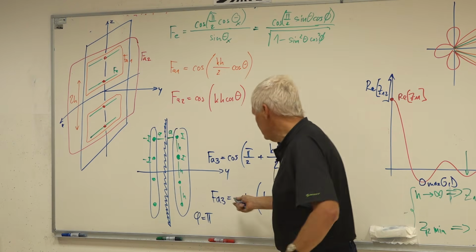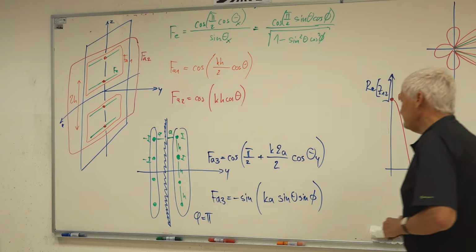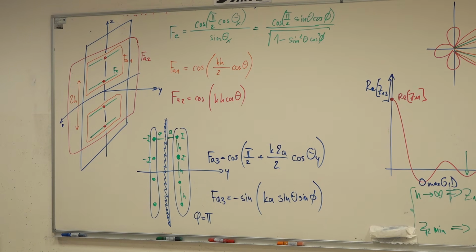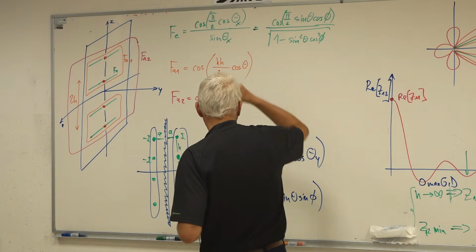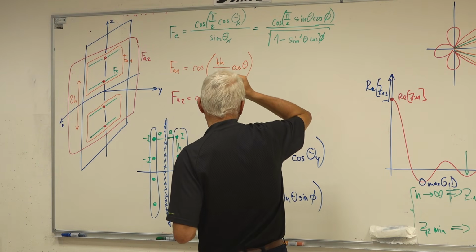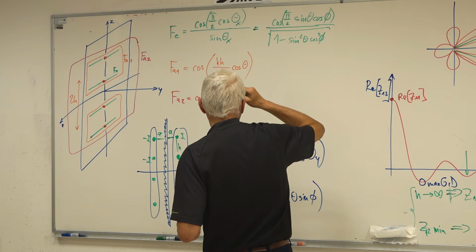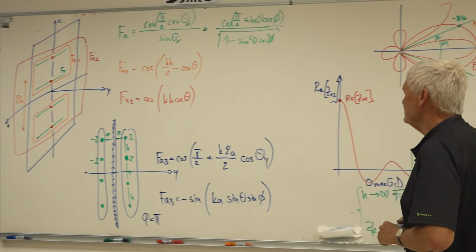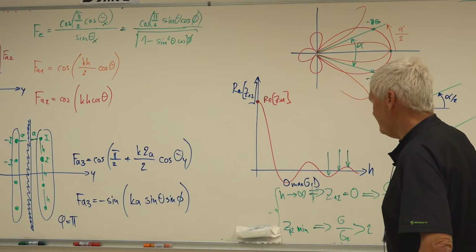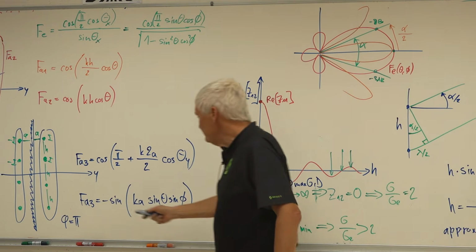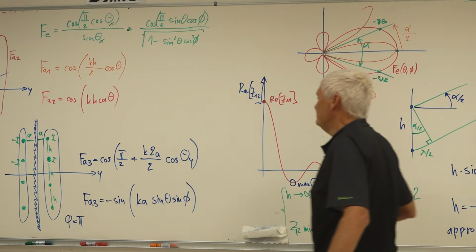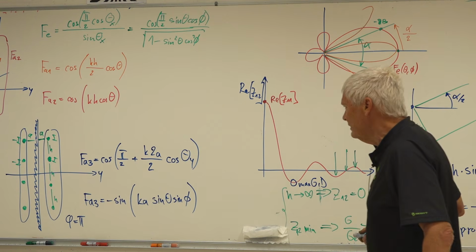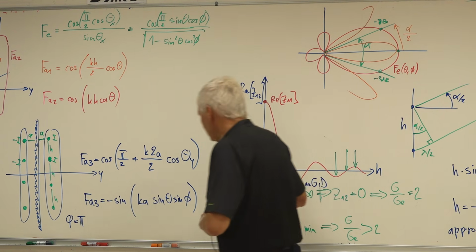This minus sign is unimportant because, no, it's not even a minus sign. I think it's a plus sign. Cosine of pi half plus an argument. No, it's okay. It's a minus sign. It's okay. This sign is even unimportant. If we get plus or minus, it doesn't matter really, because we are only interested in the absolute value of the whole radiation pattern.